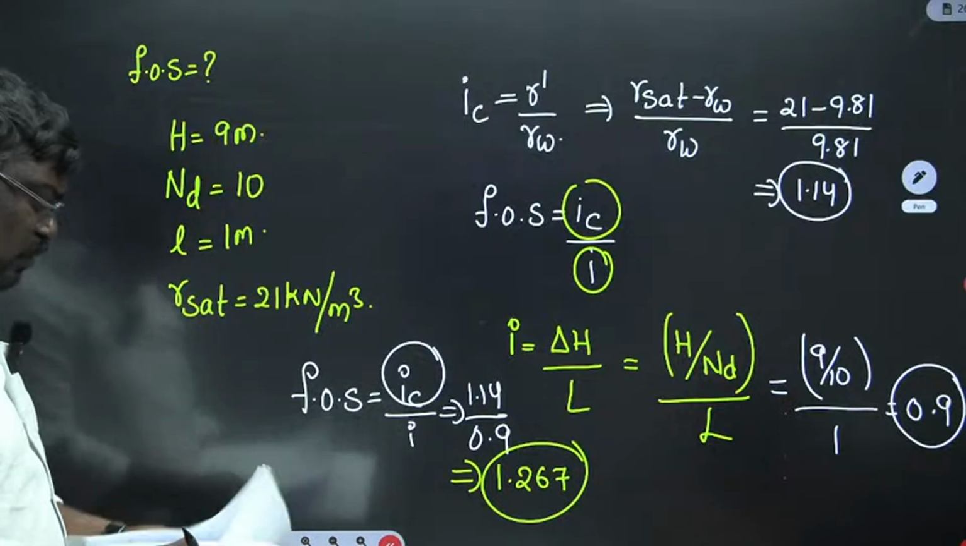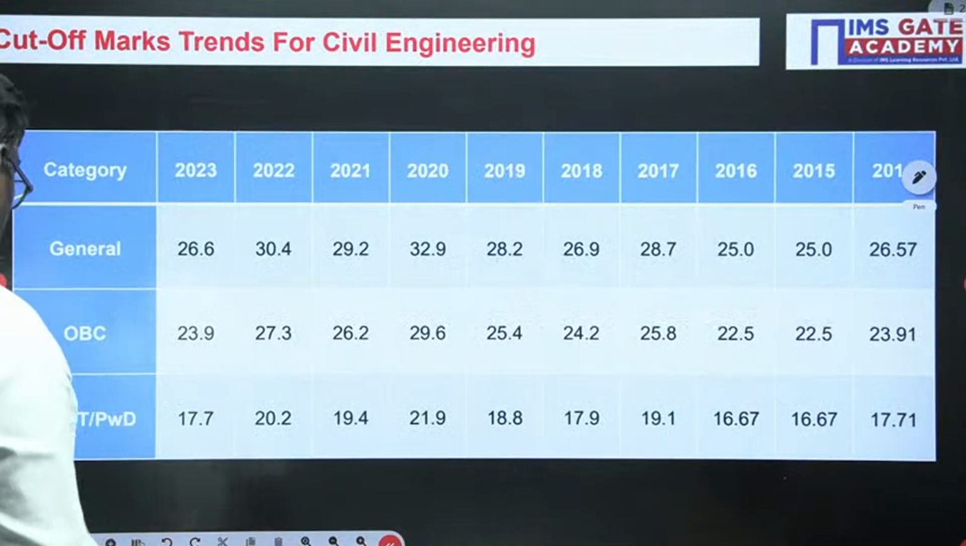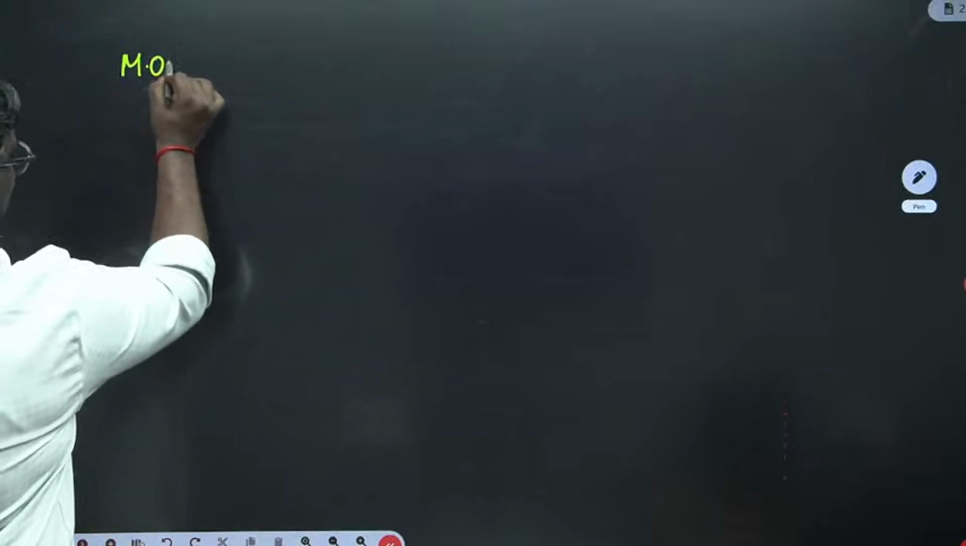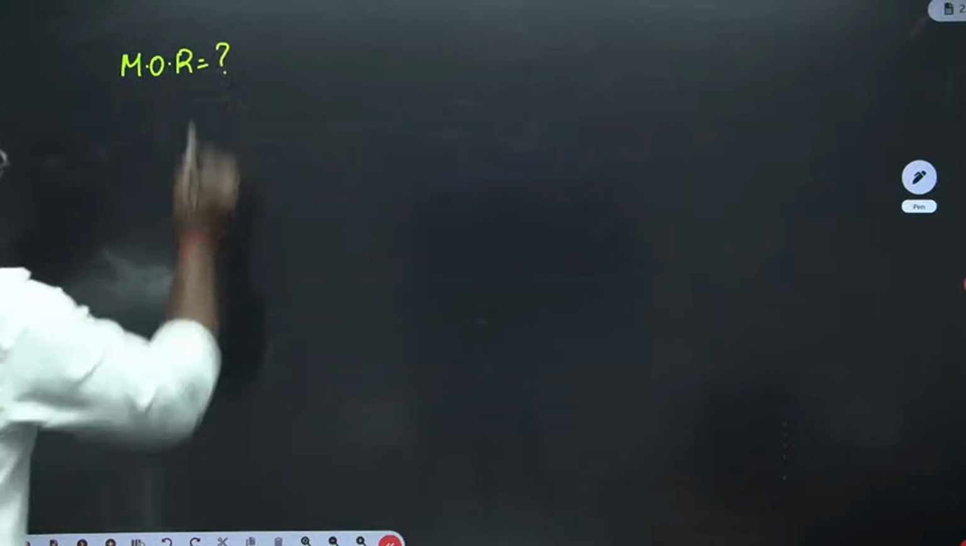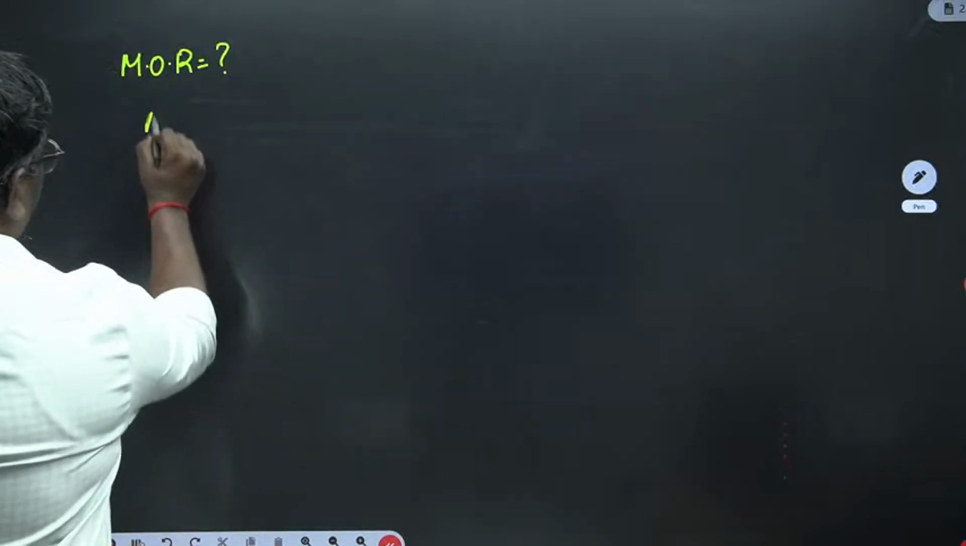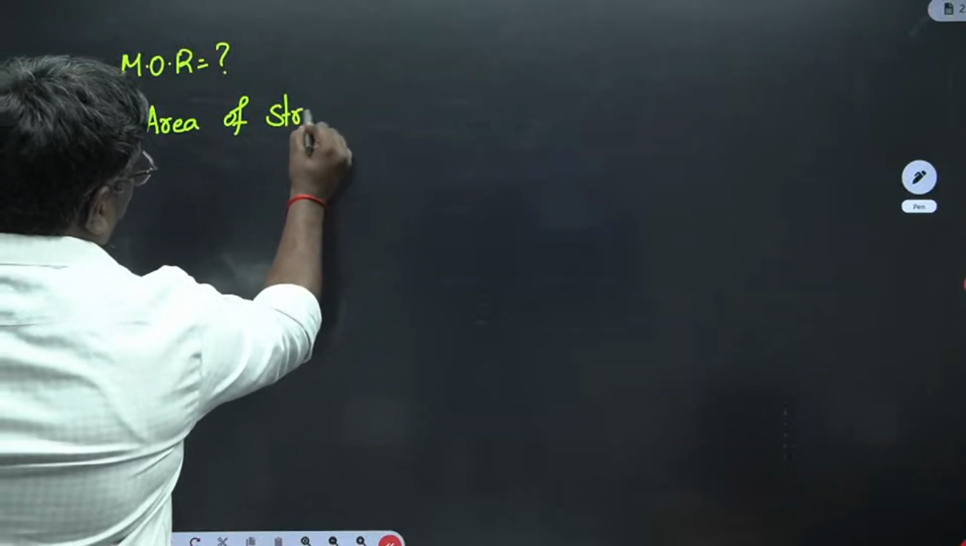Sir, one question in RCC. Okay, they have a question in RCC, sir. They have given moment of resistance. Okay, this is a simple question actually, my dear students. So moment of resistance is given. See, they have given the area of the stress block is in the rectangular phase. The area of the entire stress block is what, sir?